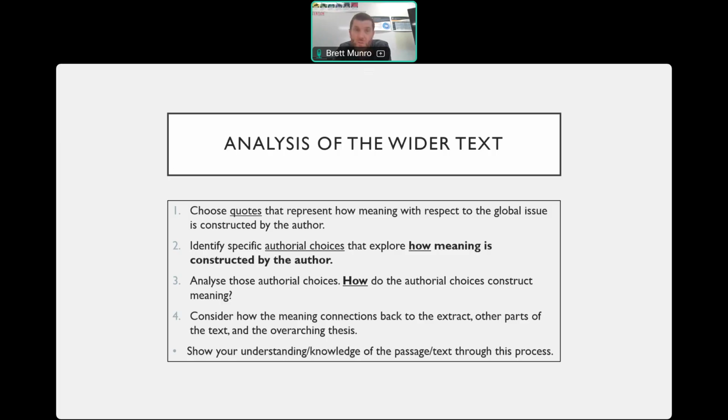You must choose quotes that represent how meaning with respect to the global issue is constructed by the author. You must analyse those quotes, and also specific authorial choices that explore how meaning is constructed by the author. How do those authorial choices construct meaning? Consider making connections back to the extract, other parts of the text, and your overarching thesis. And of course, you should be showing your understanding and knowledge of the passage and text through this process.